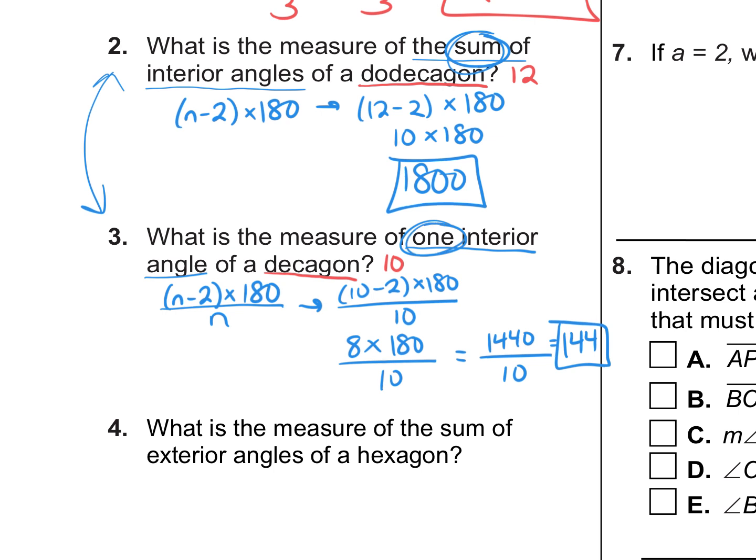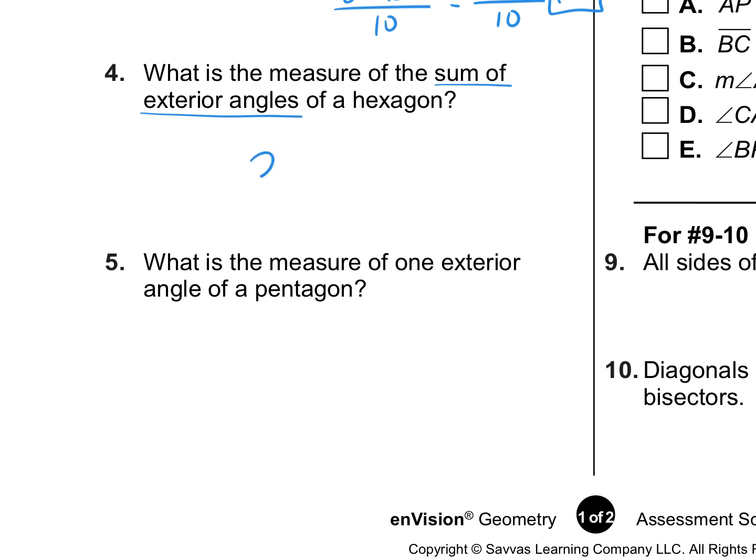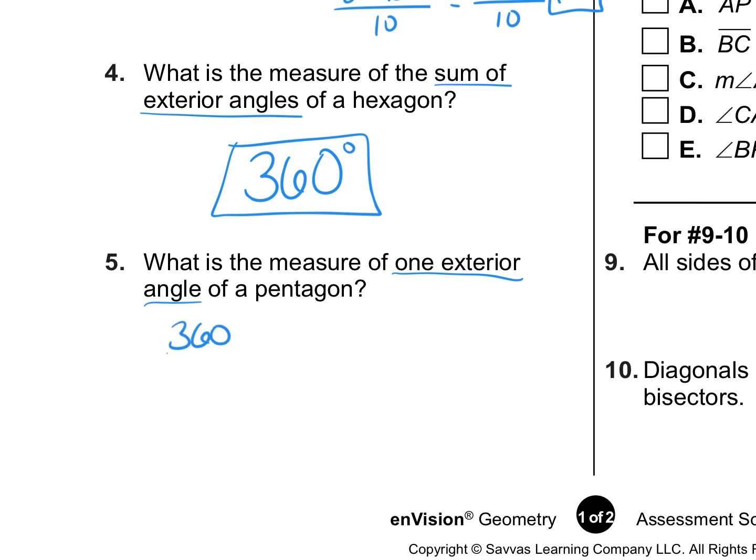Number 4 says, what is the measure of the sum of exterior angles of a hexagon? Automatic. 360. Did I even need to know the number of sides? No. Exterior angles is automatic 360. Number 5, last one with these. It wants one exterior angle. How do I find one exterior angle? 360 divided by the number of sides. Yep. How many sides does a pentagon have? 5. So 360 divided by 5 is 72. Good.